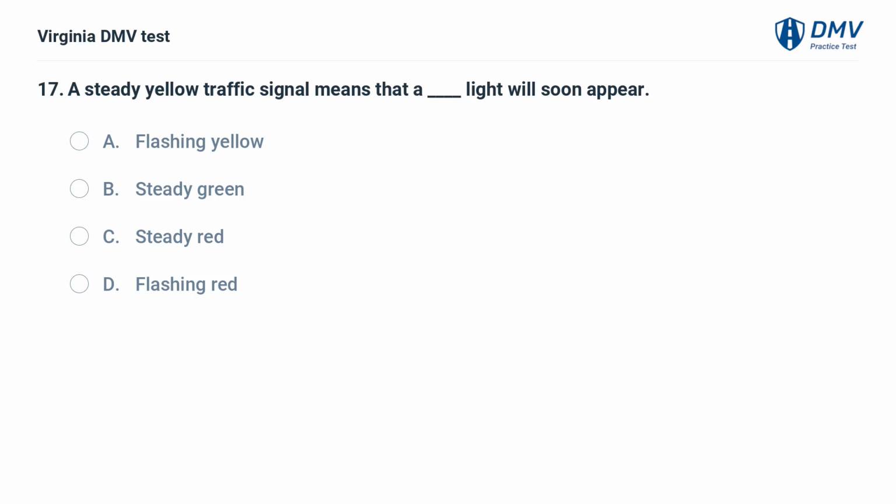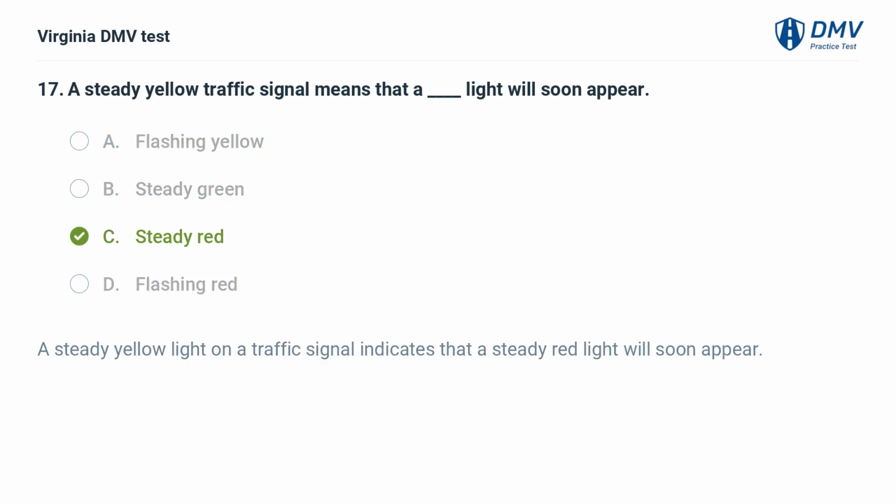A steady yellow traffic signal means that a fill in the blank light will soon appear. A. Flashing yellow. B. Steady green. C. Steady red. D. Flashing red. C. Steady red. A steady yellow light on a traffic signal indicates that a steady red light will soon appear.